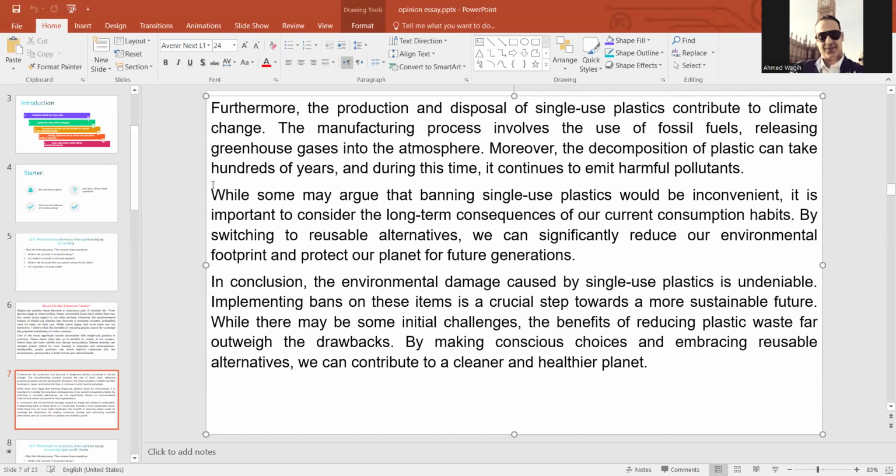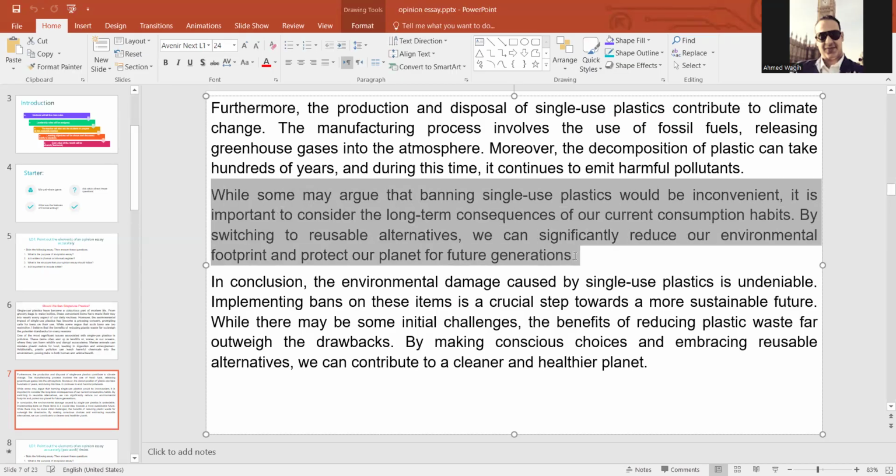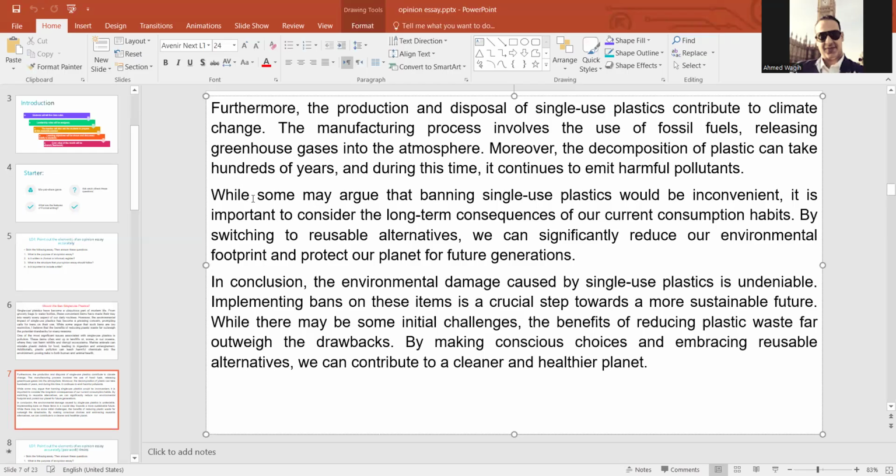I didn't write three paragraphs. I wrote only two, supporting your point of view, and one against. So I made it a five-paragraph essay, not six, because I want to make it short for you. But you can add one more paragraph, especially in official exams or final exams. So, the opposing point of view.